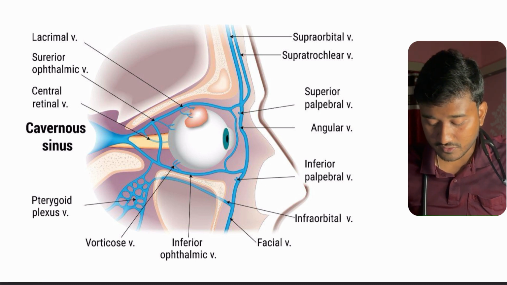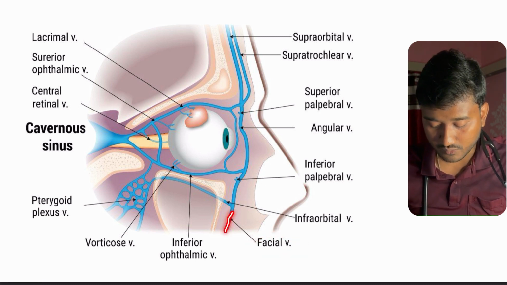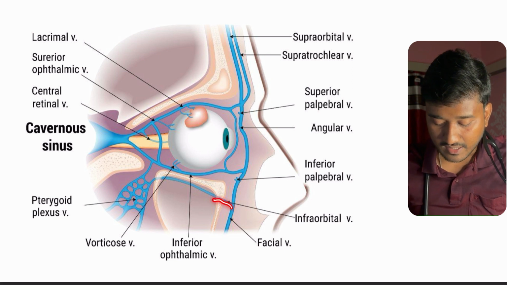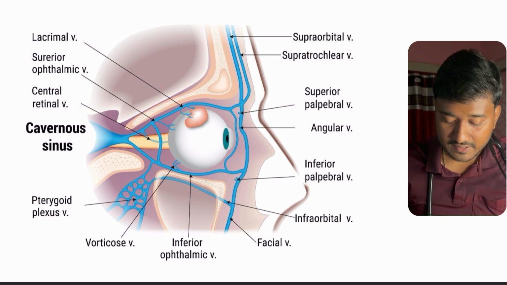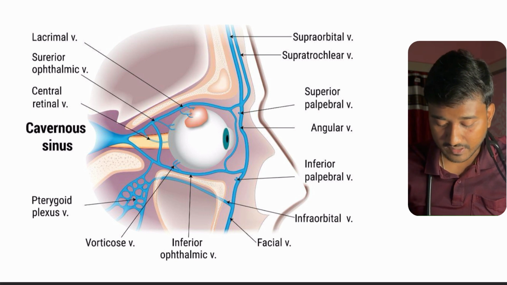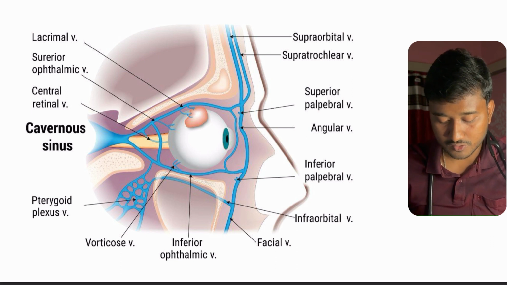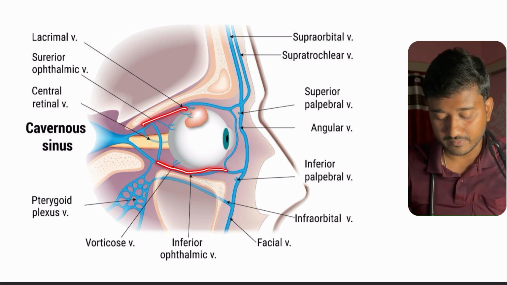Remember, this is your facial vein. From the facial vein we have the infraorbital vein, and this is your inferior palpebral vein, and this is your angular vein. So these veins are basically going inward, and this is your lacrimal vein, which is joining and forming here your superior ophthalmic vein, and this is your inferior ophthalmic vein. This is superior, and this is inferior ophthalmic vein.